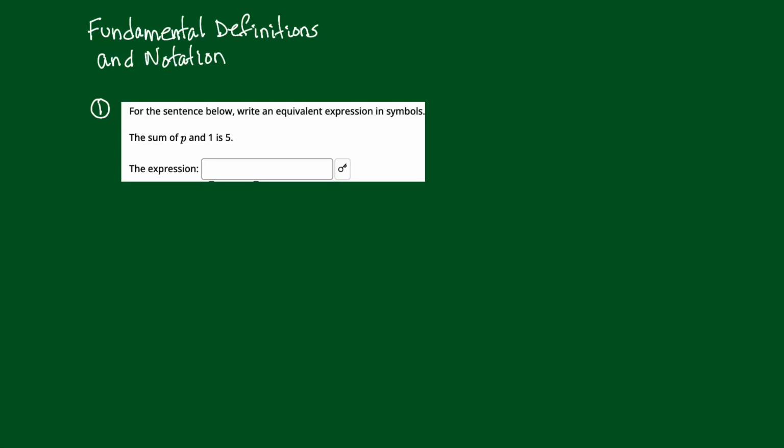So first up, we see we've got the letter P. Now that represents a variable, could be any number at all, but we have P and 1. So it says the sum of P and 1. The sum is an addition, right? So we're going to have P plus 1, the sum of P and 1, is, all right, so here's the word is, and that's an equal sign, is 5.